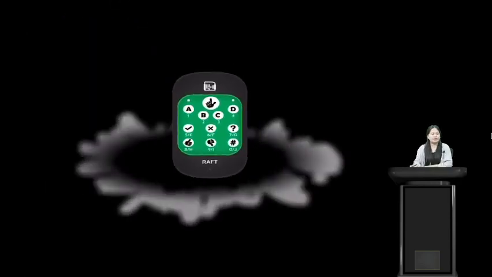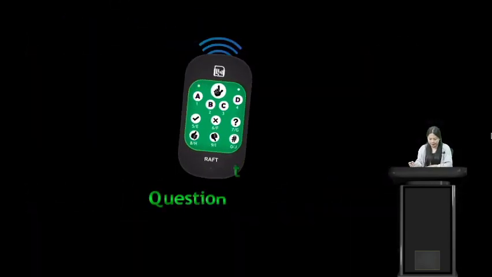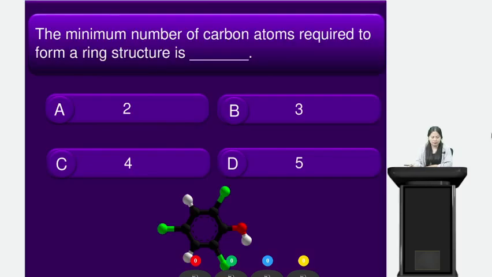Alright students, we have another question. Please get your rough devices ready. The question is, the minimum number of carbon atoms required to form a ring structure is which of the following? I'm giving you 15 seconds for this question. Your time starts now.